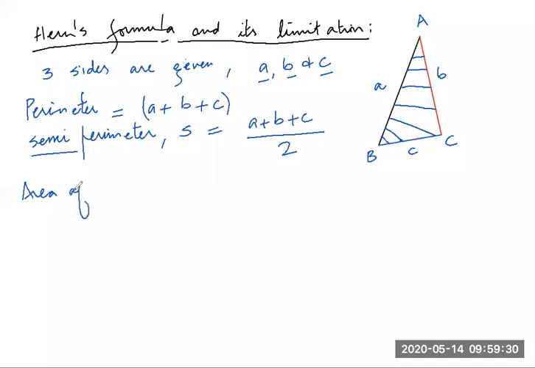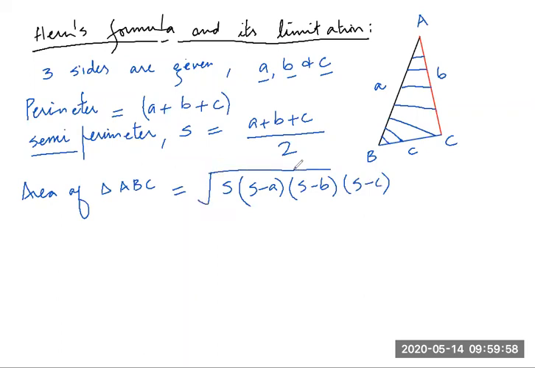Area of triangle ABC is given by Heron's formula. What? S. What is S? Semi-perimeter. Area equals S into S minus A into S minus B into S minus C, and under root of this.